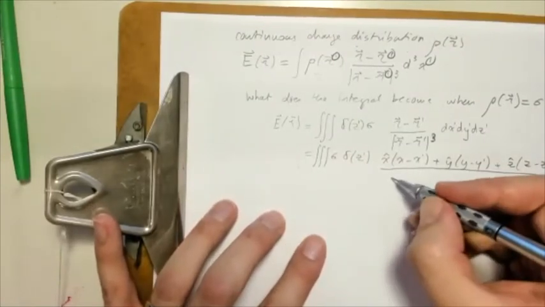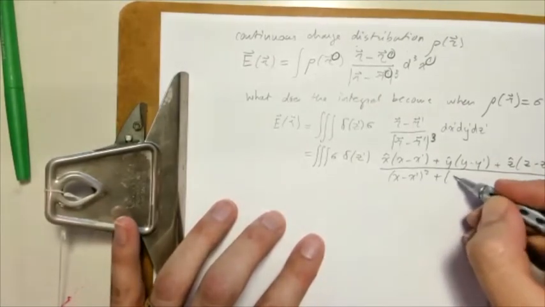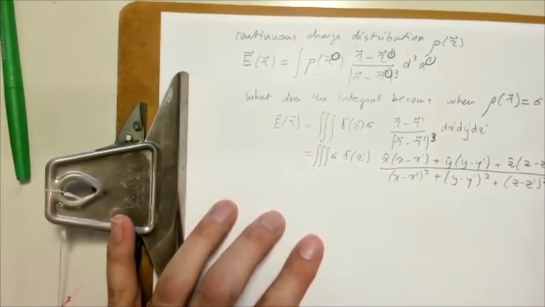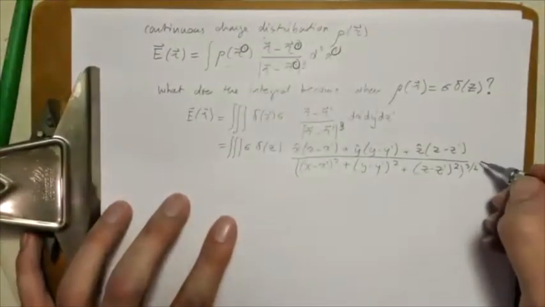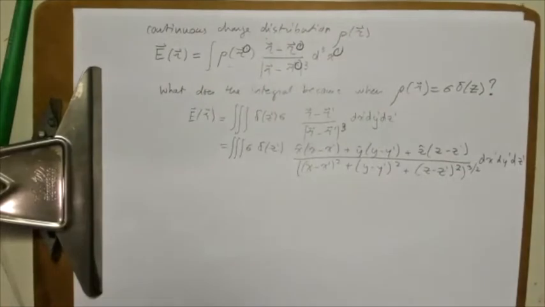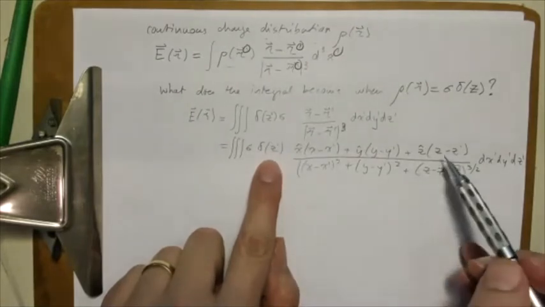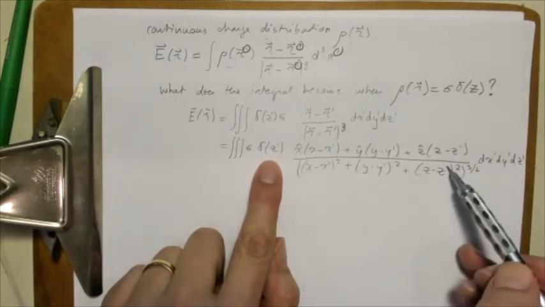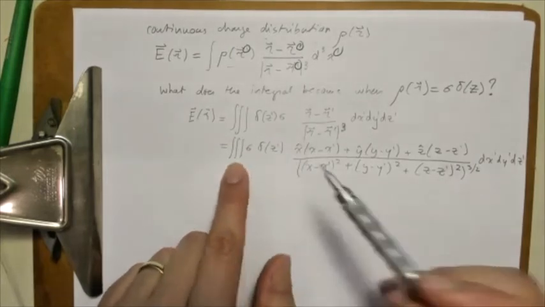Okay, and now we're getting here (x − x')² + (y − y')² + (z − z')², raised to the power 3/2. And now we're still integrating dx', dy', dz'. Now, all that happens when we integrate over z' is that this thing goes away, becomes a 0, this becomes a 0, and that z integral goes away.